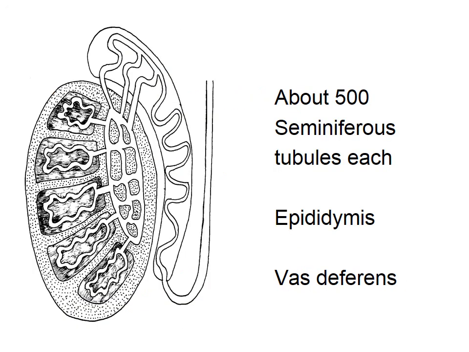The testes, of course, produce the male gametes, the sperm, in very small seminiferous tubules. Once produced, the sperm are stored and mature in the epididymis prior to leaving the testis via the vas deferens prior to ejaculation. But in between all these tubular structures, they are the interstitial cells of Leydig. And these produce several androgens, several male-type hormones. But the most abundant one of these is testosterone.